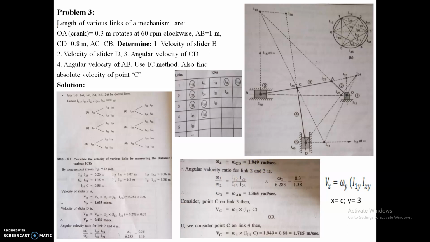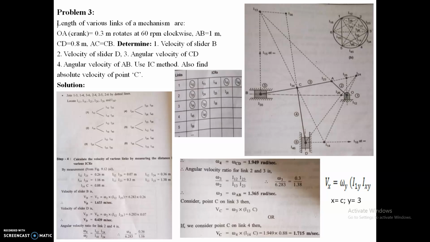Now the linear velocity by using the same formula, Vx is equal to omega y I1y Ixy. So what is unknown? The velocity of slider D. So velocity of slider D is equal to Vd, which is V6, equal to omega 2. We are comparing this with the crank because you know omega 2. By using that formula you will get the velocity of slider D, that is 0.439 meter per second.